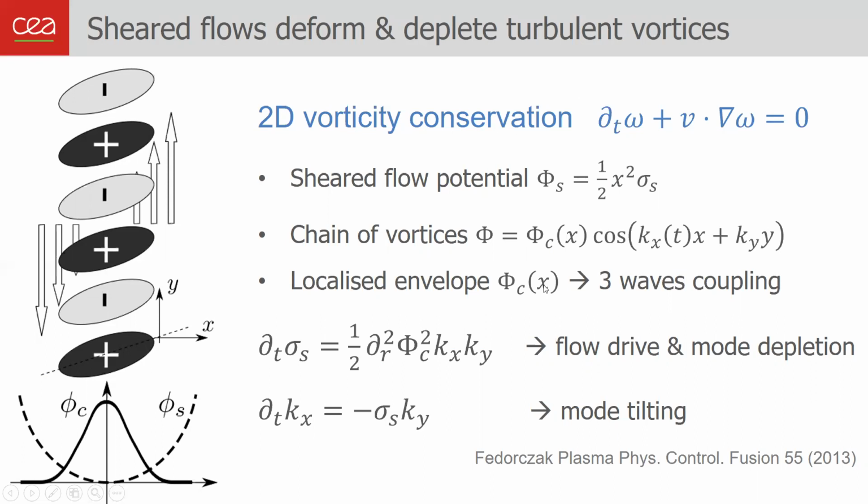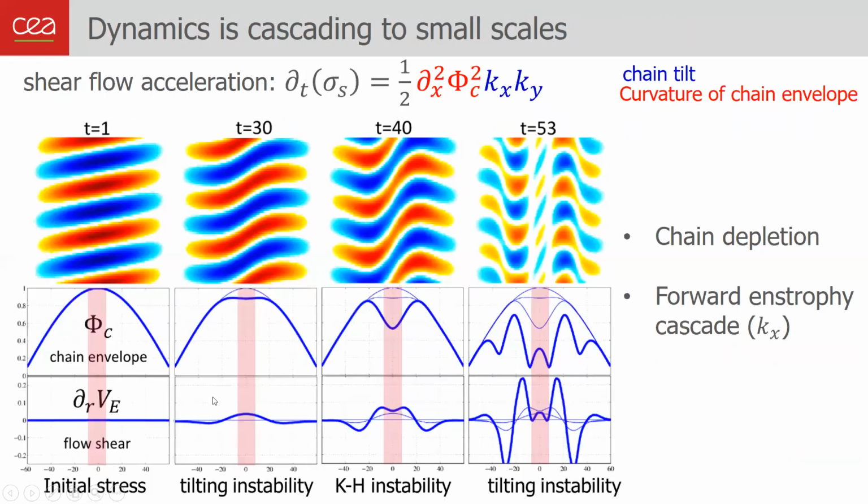So you can go through this simple model, and you have an expression of the Reynolds stress, or for instance the drive of the sheared flow in time, which is proportional to the envelope curvature, and of course the tilt of the mode, which is a kx. And this kx evolves in time as a projection of the poloidal wave number by the shear flow, mode tilting. Okay, this was a simple description.